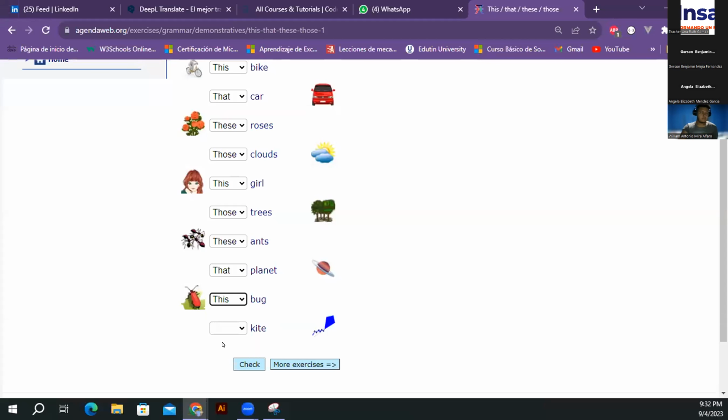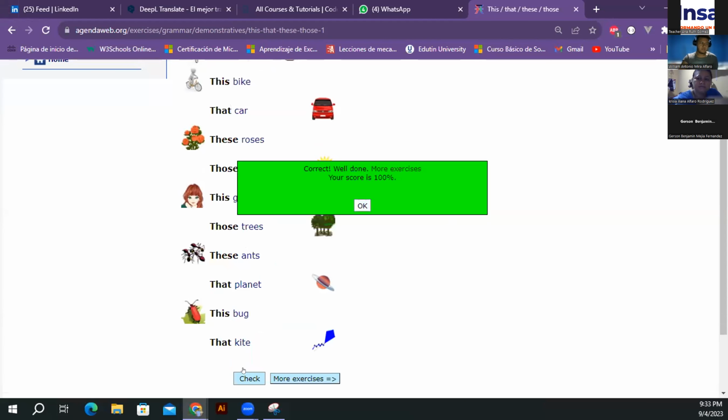Singular. This book is real. The bug is horrible. That kite. The kite is blue. Can you check the exercise, William? Pero bájate la manga de la camisa, por favor. Next.